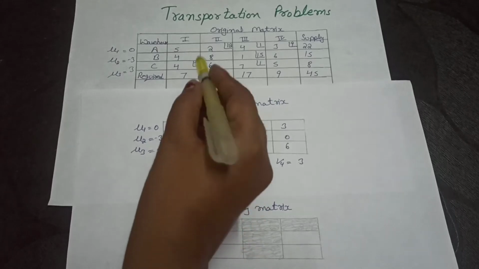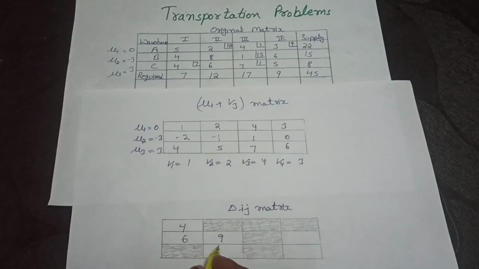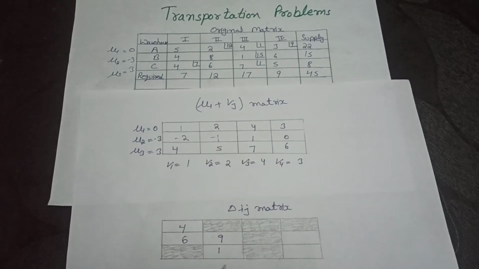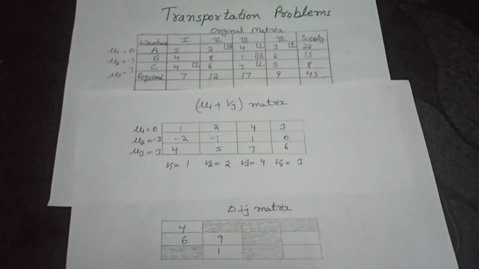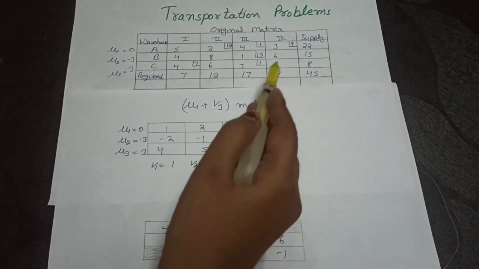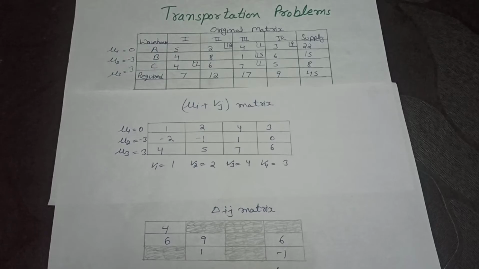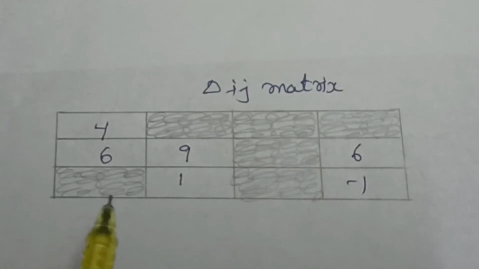For the next cell, we check this cell. Here we have 6, so 6 minus 5 is equal to 1. Now we calculate this cell. For this cell, we check here 6, so 6 minus 0 is equal to 6. And for the last cell, 5 and here 6, so 5 minus 6 is equal to minus 1. So students, you can see we have calculated this matrix, and in this matrix we have all positive values, but you can see here we have one negative value. So we have to check here whether all values are positive or not.